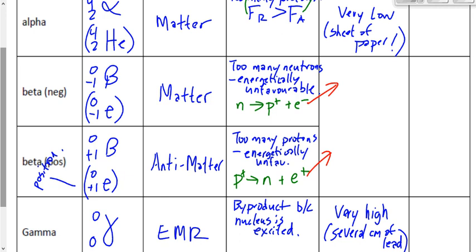Now, beta, negative or positive, have a penetrating power somewhere in the middle. Okay? We'll say medium. It can penetrate a couple centimeters of flesh, potentially.